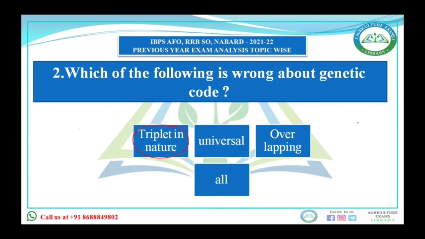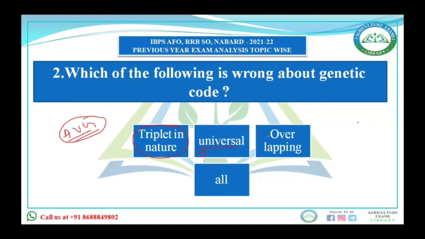Yes, of course. A codon, that is AUG or any codon, is triplet in nature. It consists of 3 nitrogenous bases. It is universal in nature. It is applicable to all types of organisms, whether unicellular or multicellular, virus, protozoa, anything. The genetic code is the same for all organisms.